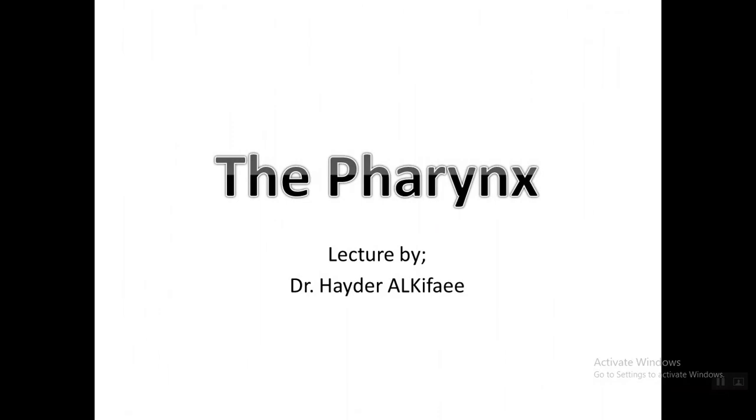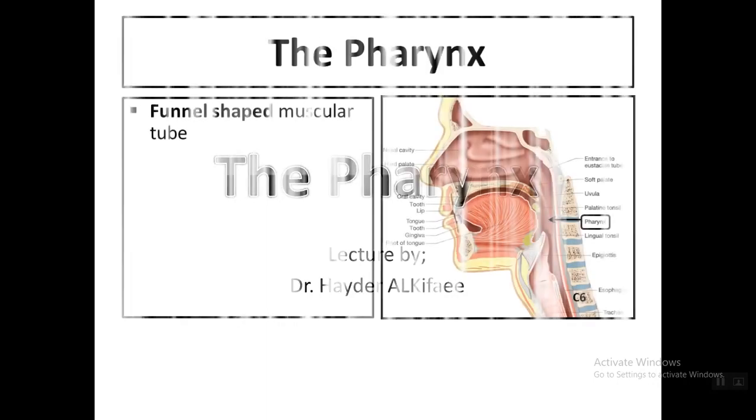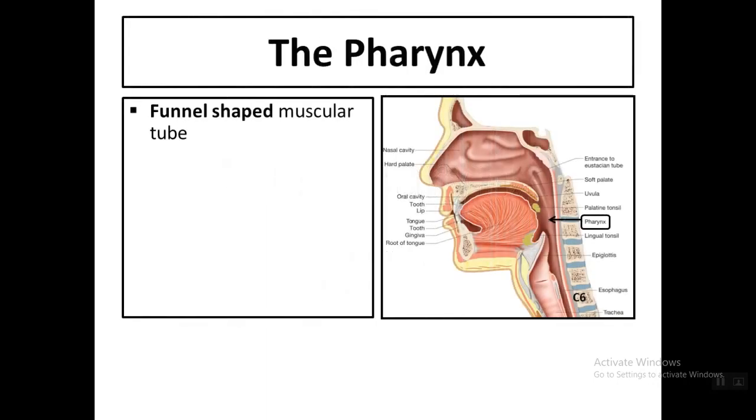Today our lecture is about the Anatomy of the Pharynx, يعني تشريح البلعوم. First, the pharynx is a funnel-shaped muscular tube. Funnel-shaped muscular tube يعني أنبوب عضلي قمعي الشكل.